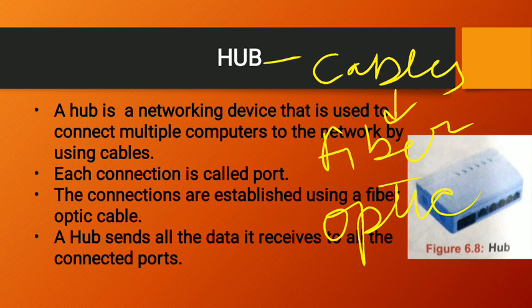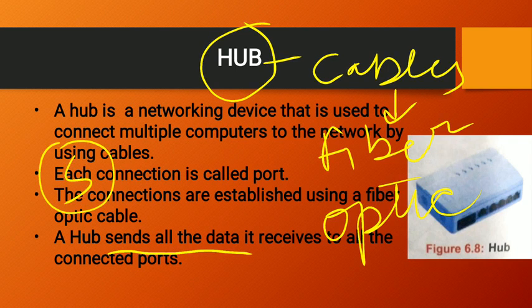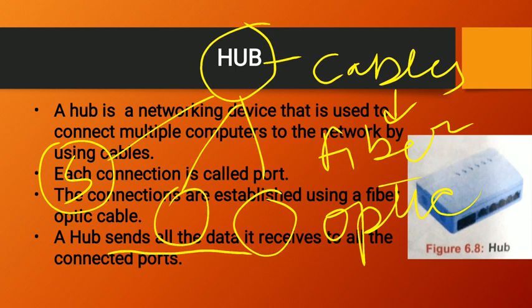A hub sends all the data it receives to all the connected ports. Before, I told you that the NIC reads or identifies the address of the port, or we can say nodes. But the hub, remember this, always sends whatever data it is receiving from the server. Suppose this is a hub and this is a server, and the hub is connected with the server, and different computers are also connected with this.